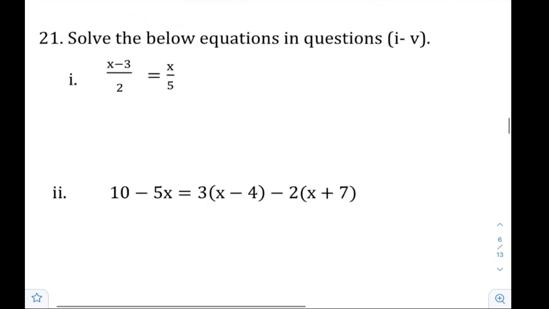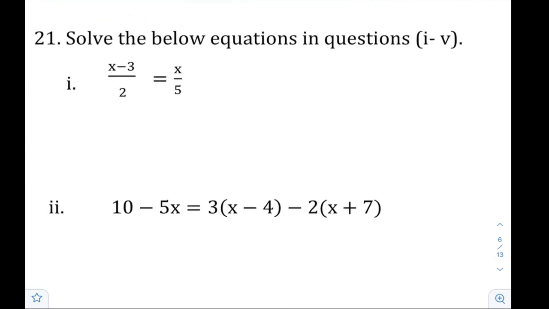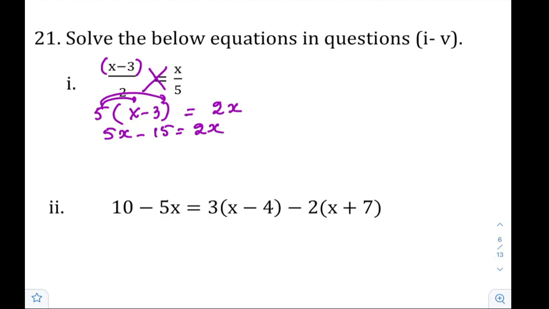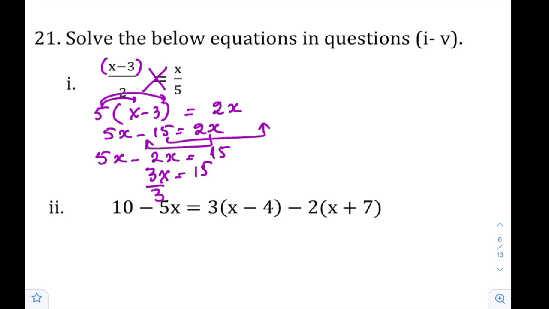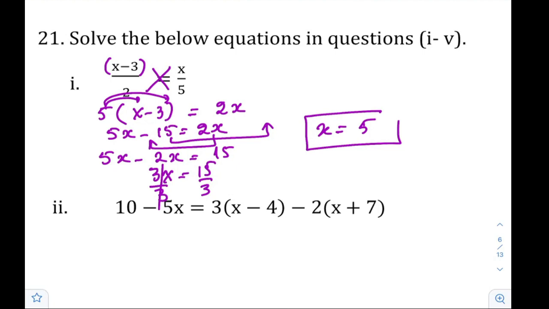Let's solve this proportion. This is proportion, تناسب. The best and the nicest way, أسهل طريقة, is the cross multiply. And you will have to include any expression in a bracket. So it is 5 times x minus 3 is equal to 2 times x. حاصل ضرب الطرفين هو نفس حاصل ضرب الوسطين, and then it's a normal equation. So x is equal to 5.